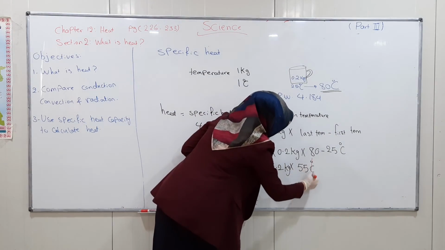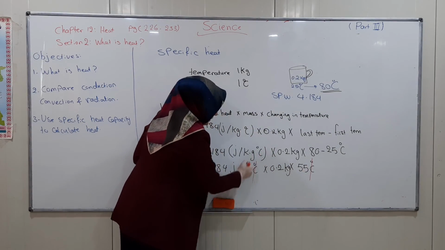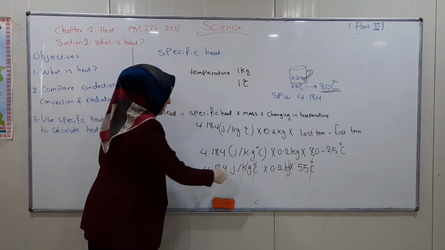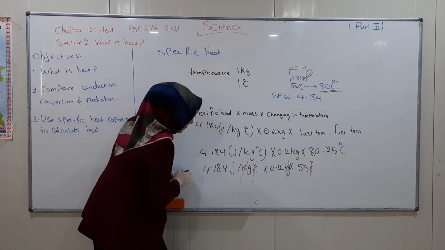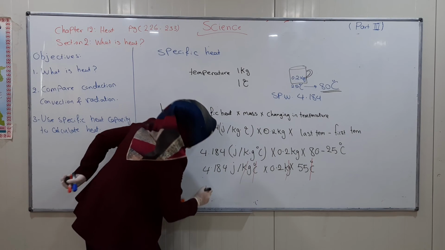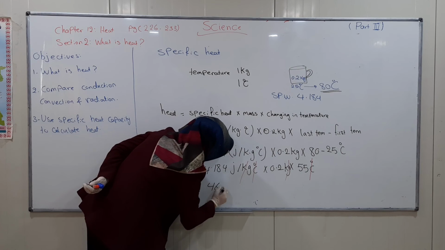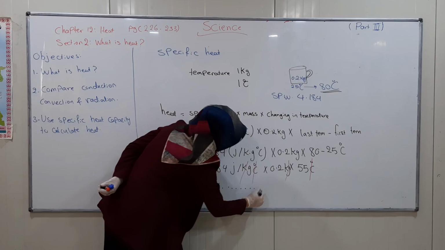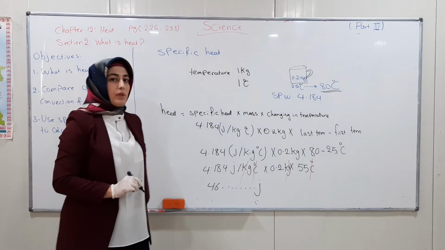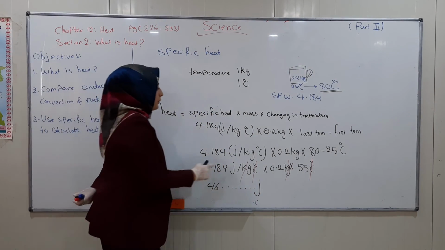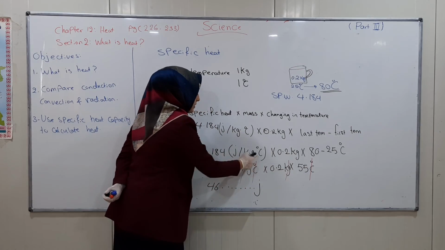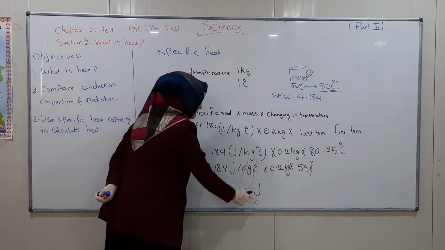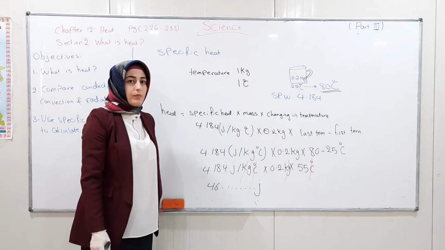This degree Celsius can cancel this one and this kilogram with this one, and we have to multiply these numbers, that's maybe 4.6 thousand and so on, and the unit is joule. So the kilogram cancels kilogram and the degree Celsius cancels degree Celsius, and the unit of heat, the transferring of thermal energy, is joule.